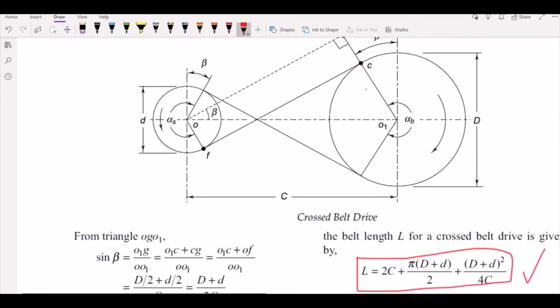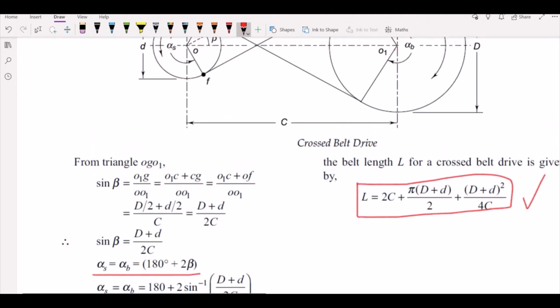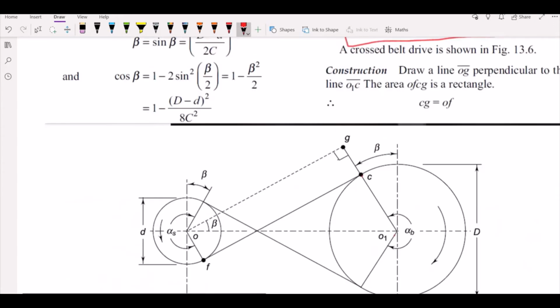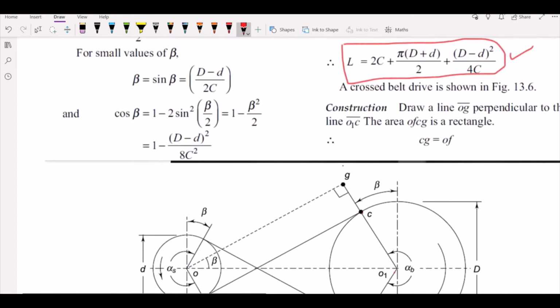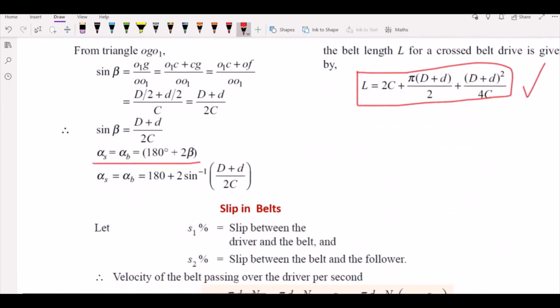This will be 180 plus both angles, and this also will be 180 plus both angles, beta and beta. Okay. So after knowing all these parameters, the sine beta and all those things, with simple substitution in the calculation of your length, finally I got the length of the belt as L is equal to 2C plus pi into (D plus d) by 2 plus (D plus d) whole square by 4C. So if you compare both, the only difference is that here it is minus, here it is plus. Only the sign differs. This is plus in a cross belt, and that will be minus in an open belt. That is the only difference.